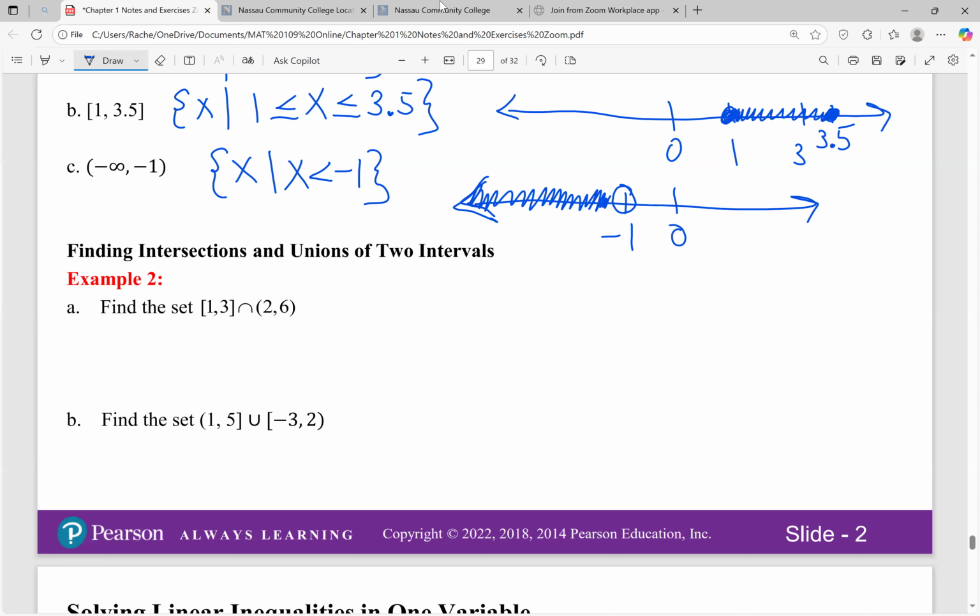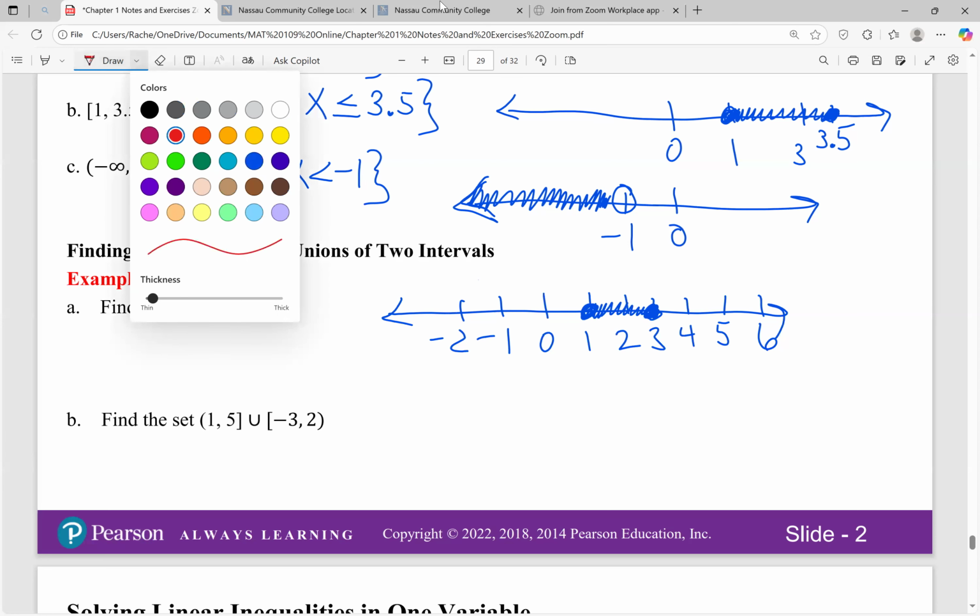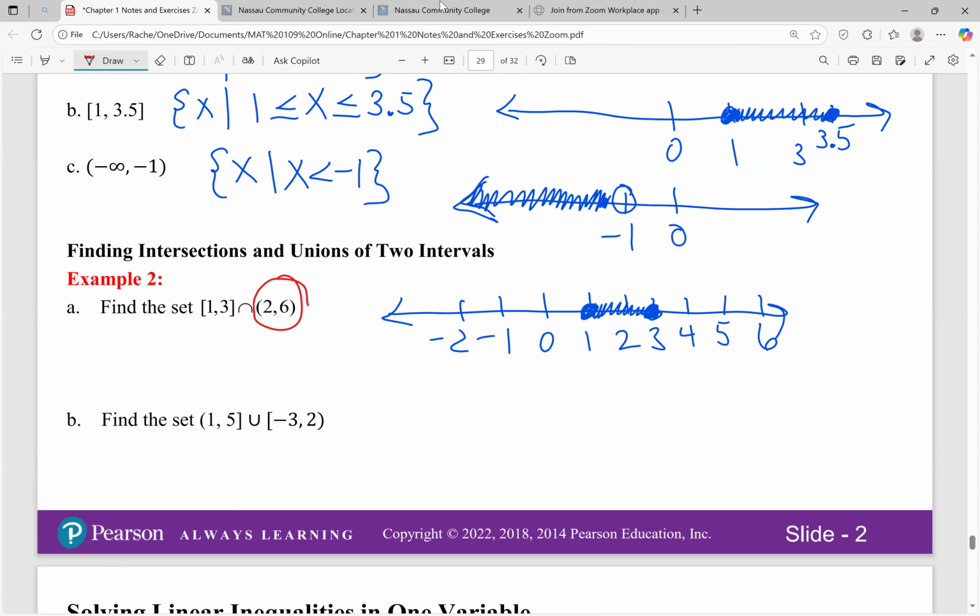So I think the easiest way to do this is draw a picture. So here's 0, 1, 2, 3, 4, 5, 6. Here's -1, -2. So first, let's sketch the set 1, 3 on the number line. So 1, 3, and it's square brackets, so they're included. So I'm going to put a closed circle on 1, closed circle on 3, and I'm going to shade in between. Now in red, I'm going to sketch the interval 2 to 6, but the 2 and the 6 are not included, right? So I'm going to do open circle on 2, open circle on 6, and I'm going to sketch all the solutions in between.